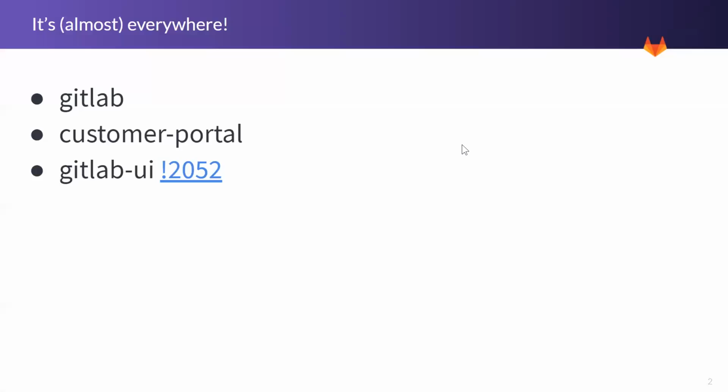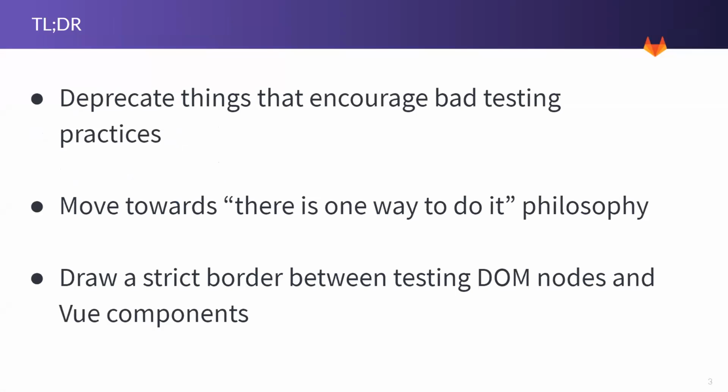So we have Vue Test Utils with 1.1-something version almost everywhere. The last missing piece is the GitLab UI. I forgot about it. I opened the merge request today. Luckily, the changes there are pretty minor, getting to the 1.1 version. Okay, what's changed?